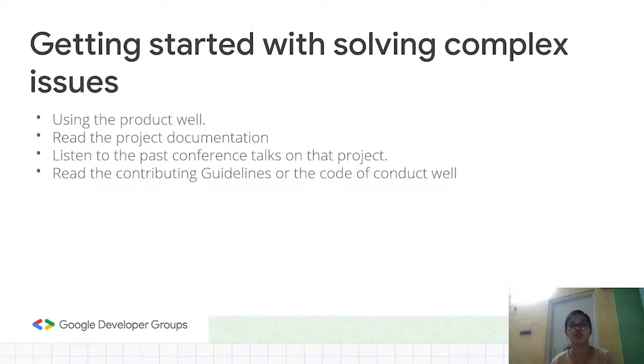Before you get started with complex issues, it's very important that you use the product well. By using the product well, I mean that you should know what the various features are and what they are for. So let's say you want to contribute to the code base of WhatsApp and you don't know what the blue ticks are for, what a double tick is for. If you don't know, then you will face difficulty in contributing. So the first and most important thing in solving complex issues is to use the product well.